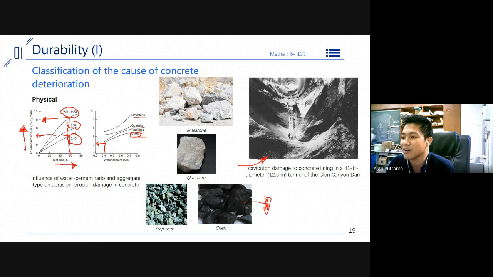You can see it in Mehta. This is the tunnel of the Grand Canyon there. Gary, can you help me to explain this part?